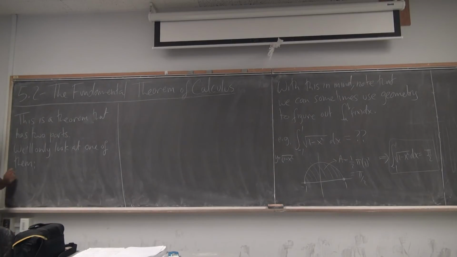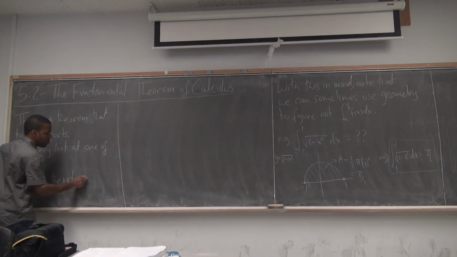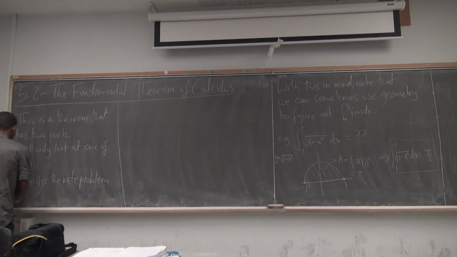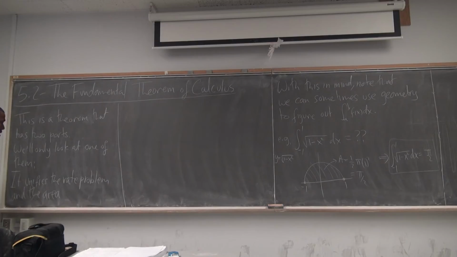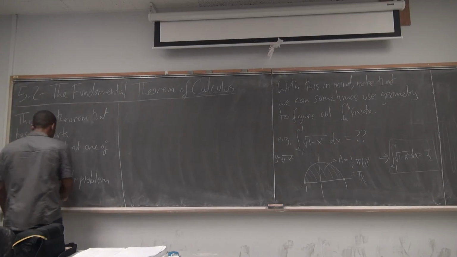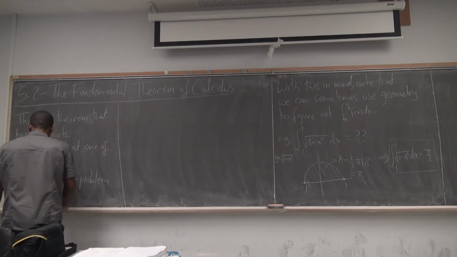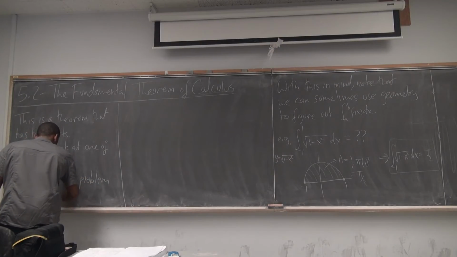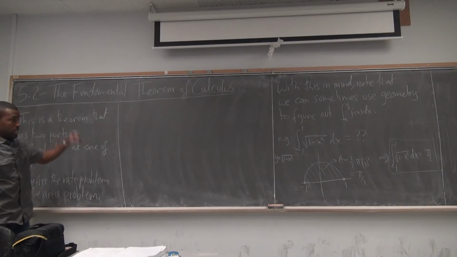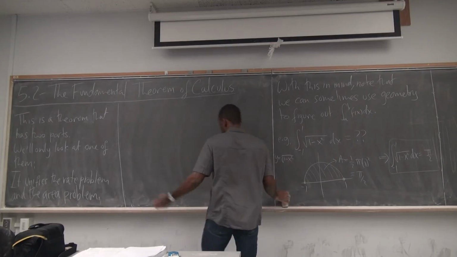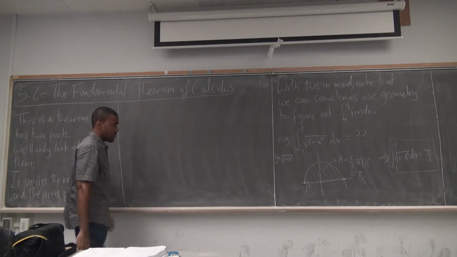Basically, it's a surprising theorem in the sense that it unifies the rate problem and the area problem. This is the theorem that connects figuring out how fast something is moving and figuring out the area under a curve. They're actually connected in some way with a formula. This is the theorem, which is why Newton and or Leibniz are known as the fathers of calculus.